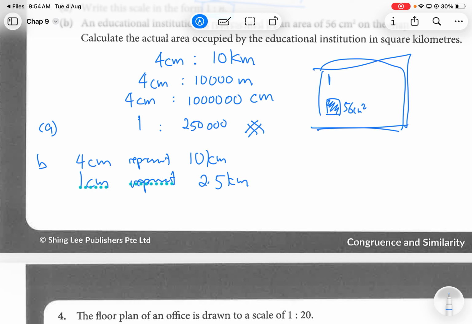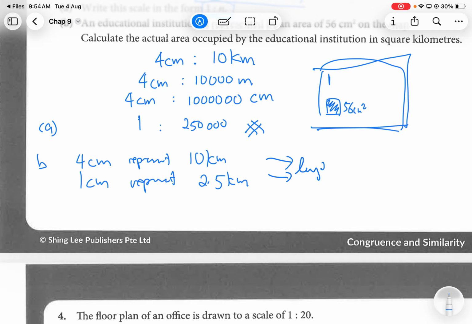So it means you can't just directly take 4 cm equal 10 km. You can't just take like 56 divided by 4, you get 14, then you just take, right? Cannot. You find the area. Okay.